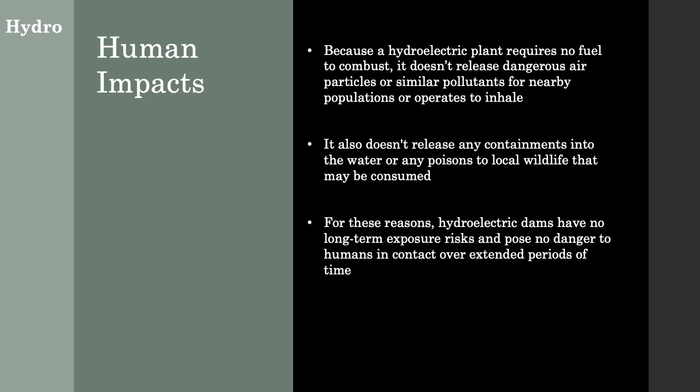Human impacts. Because a hydroelectric plant requires no fuel to combust, it doesn't release any dangerous air or similar pollutants for nearby populations or operators to inhale. It also doesn't release any contaminants into the water or any poisons into local wildlife that may be consumed. For these reasons, hydroelectric dams have no long-term exposure risks and pose no danger to humans in contact over extended periods of time.